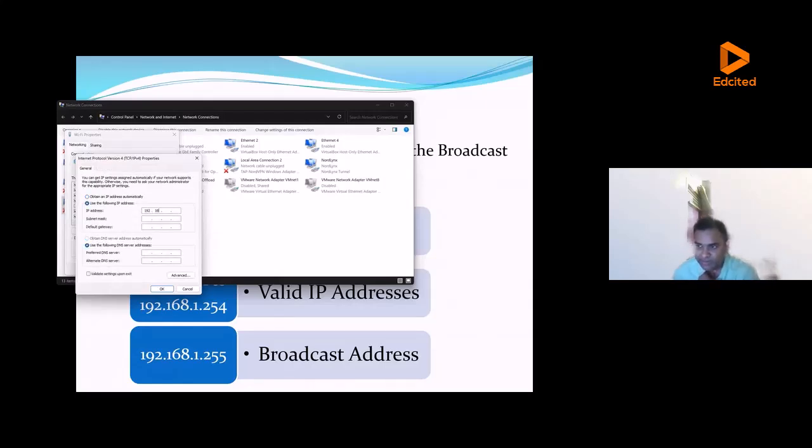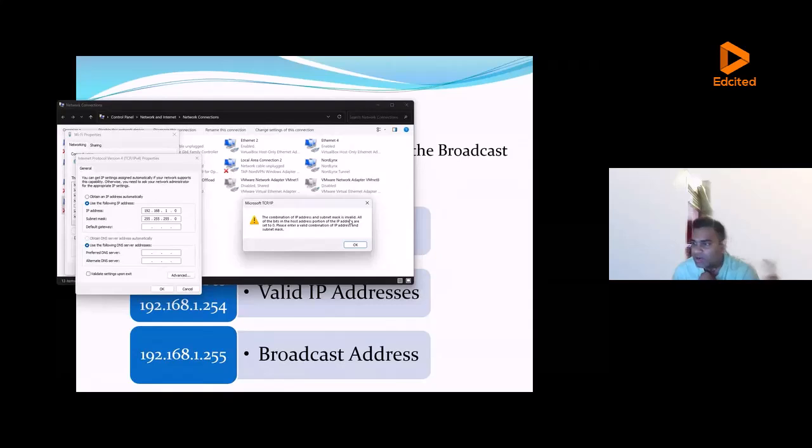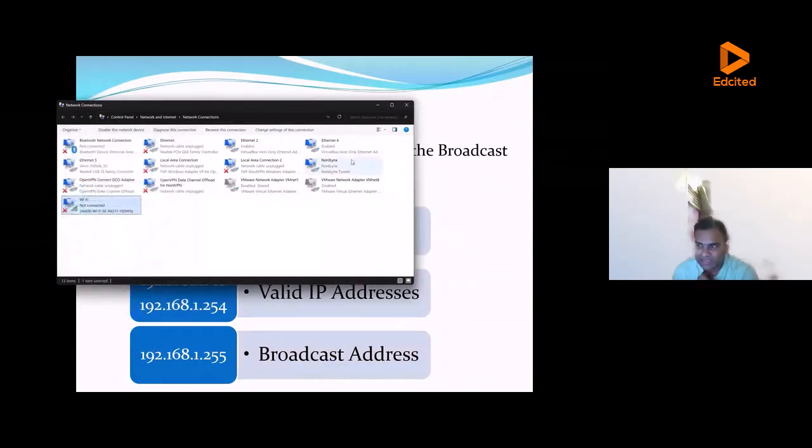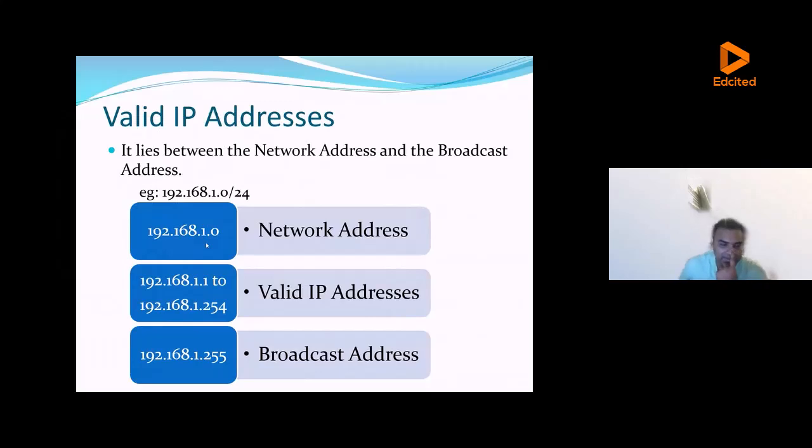I'm going to assign 192.168.1.0 with the same subnet mask, 255.255.255.0. I try to assign it, and you can see the combination of IP address and subnet mask is invalid, and all of the bits in the host address portion of the IP address are set to 0. So we cannot use the first IP and the last IP at all, because the first IP is reserved for the network address and the last IP is reserved for the broadcast address.